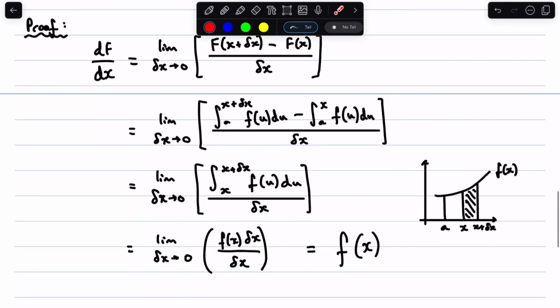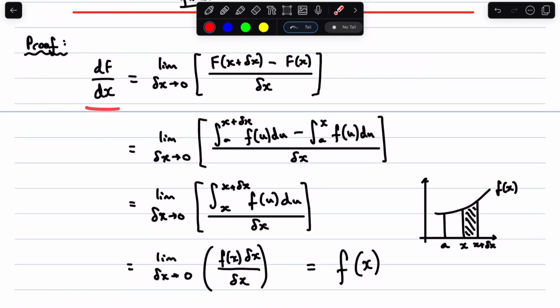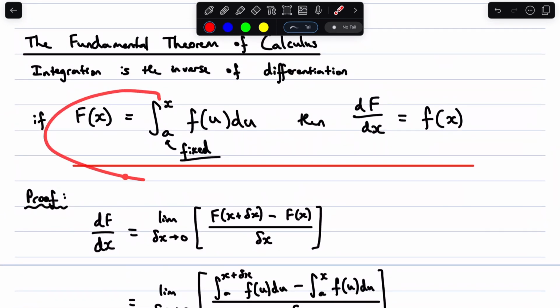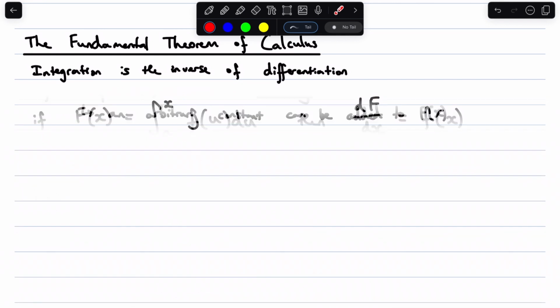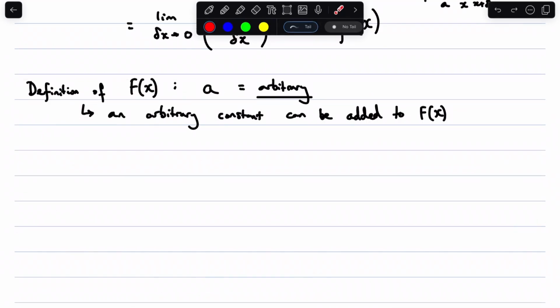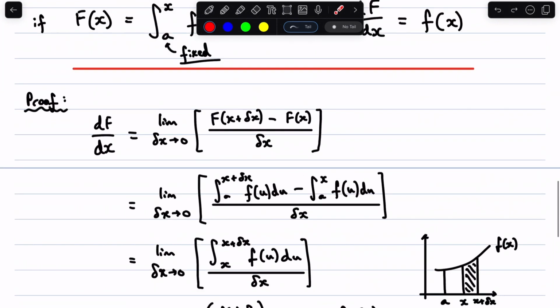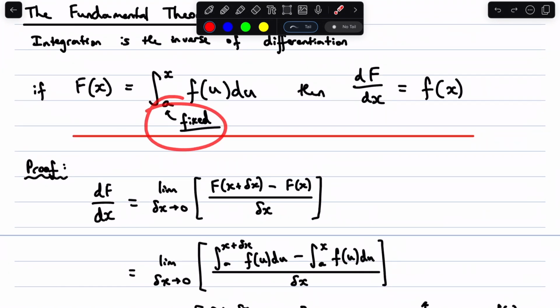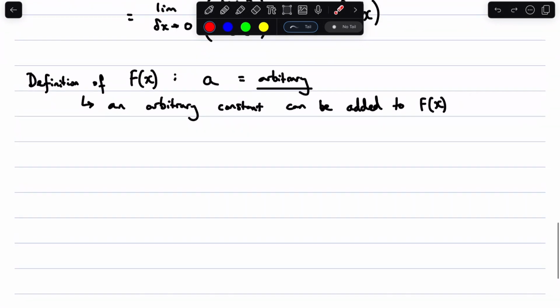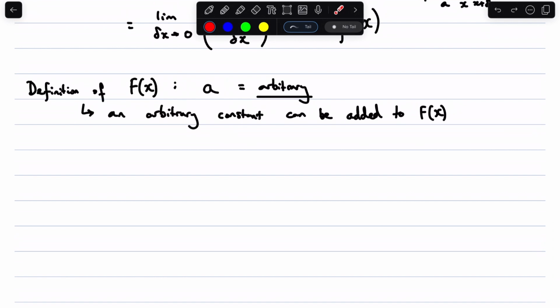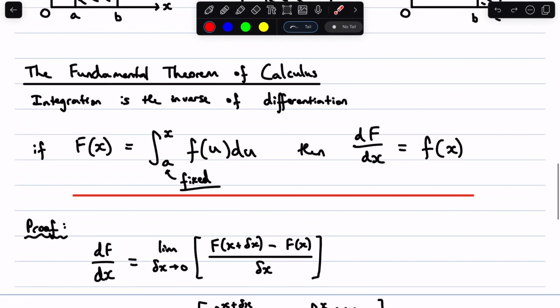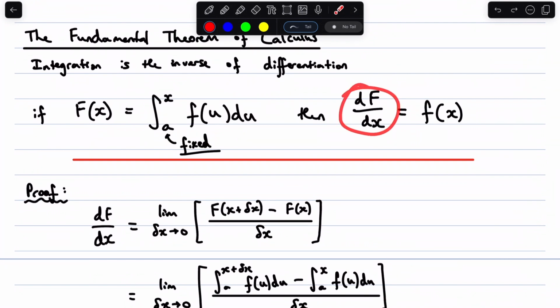And that is what we were searching for, that dF by dx is equal to small f of x. And that's dependent on the case that this is true. In the previous definition of F of x, we stated how a is this fixed value that is arbitrary. And this is meaning that an arbitrary constant can be added to our F of x, because when it comes to differentiating it, that added constant will just become plus 0. So we'll just be still left with small f of x.